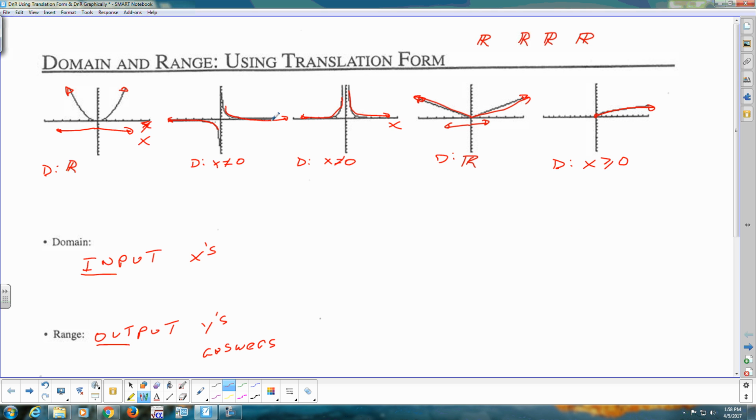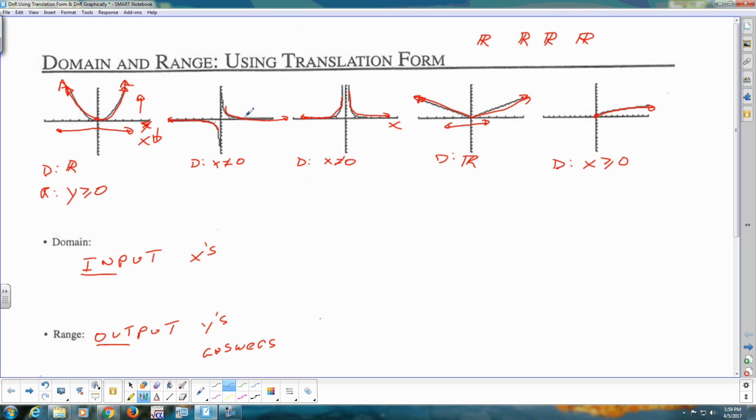Okay? Range. Can you go as high as you want? Can you go as low as you want? Okay, those are the questions you ask to get your range. So range. Does this graph continue to go higher and higher and higher? Yes, on both sides. Can you go as low as you want? No, I can only go as low as 0. So your y values, your range, is y is greater than or equal to 0.